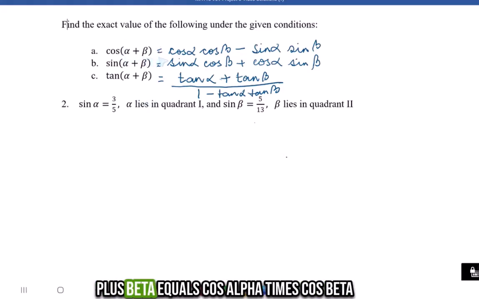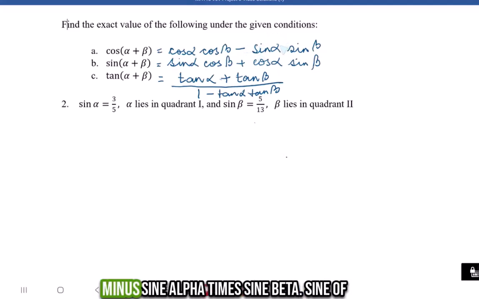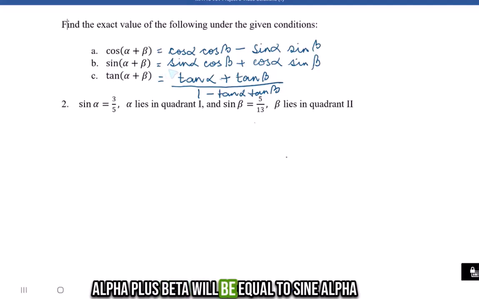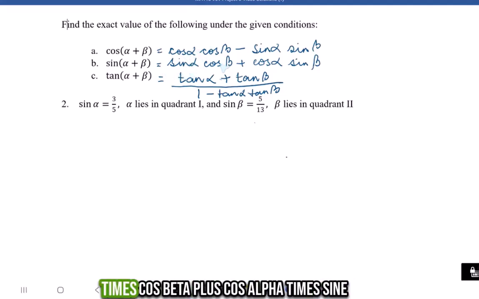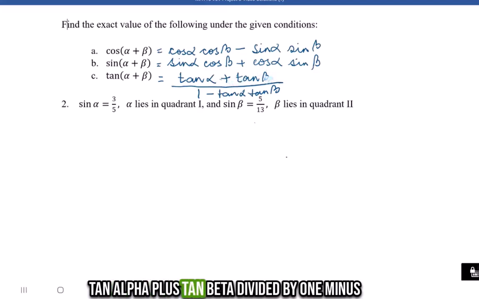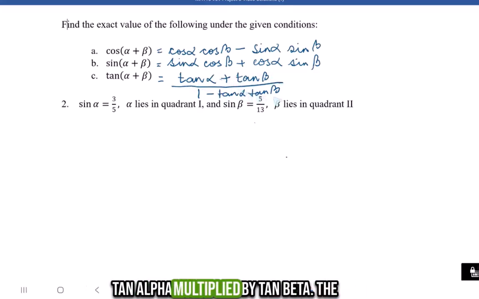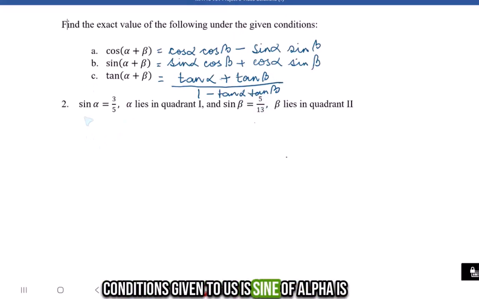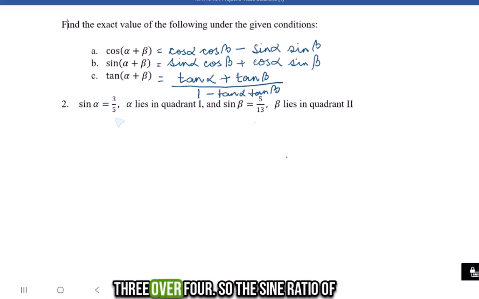Cos of alpha plus beta equals cos alpha times cos beta minus sine alpha times sine beta. Sine of alpha plus beta will be equal to sine alpha times cos beta plus cos alpha times sine beta, and for the tan of alpha plus beta, it's tan alpha plus tan beta divided by 1 minus tan alpha multiplied by tan beta.